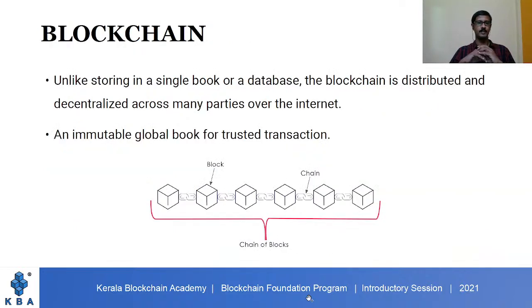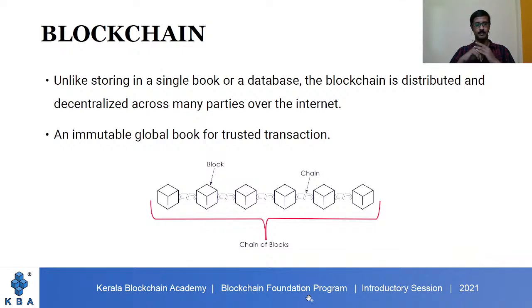And this blockchain is unlike storing in a single database or inside a single book. It is distributed and decentralized across many parties over the internet. So this blockchain is an immutable global book for trusted transactions.